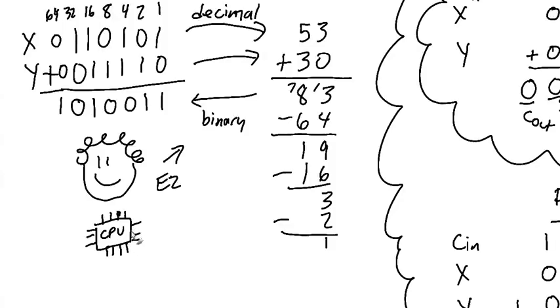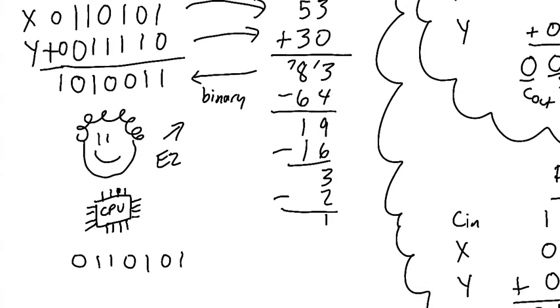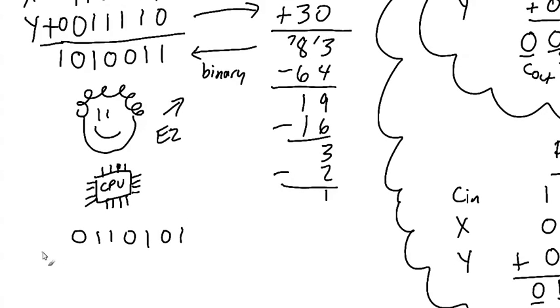Okay, well, anyway. So we have these numbers here. So let me just copy this down. So we had 0, 1, 1, oopsie, 1, 1, 0, 1, 0, 1. And we also had, that's going to be plus, let's see, 0, 0, 1, 1, 1, 1, 0. Okay, so these two numbers together.